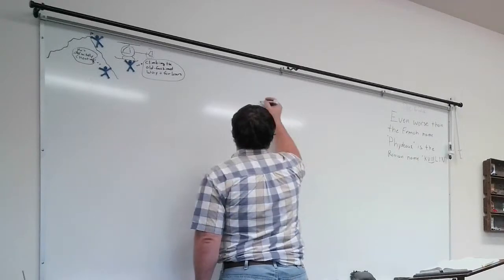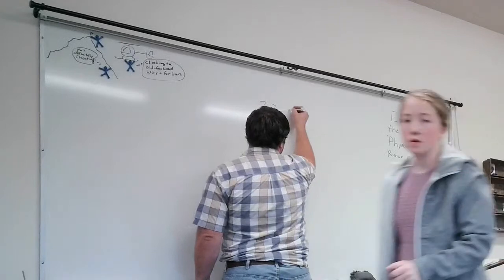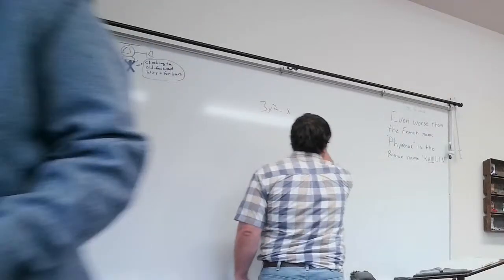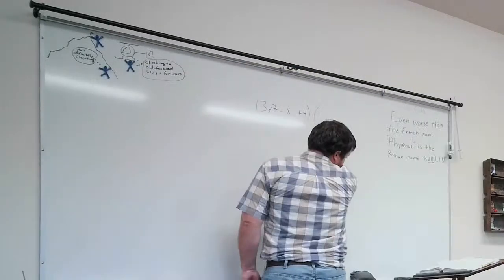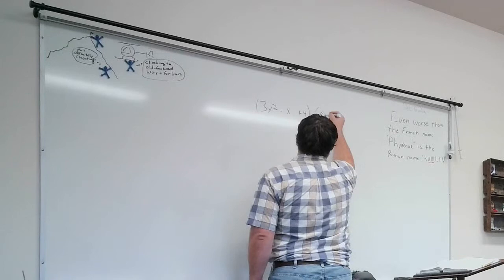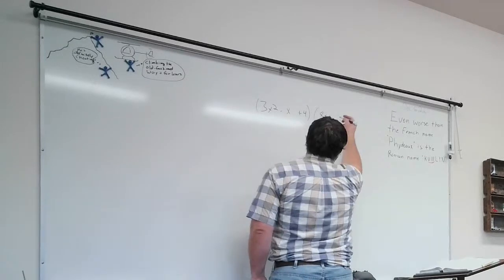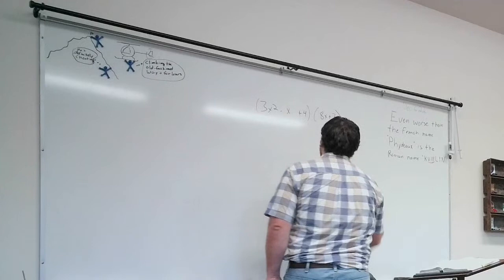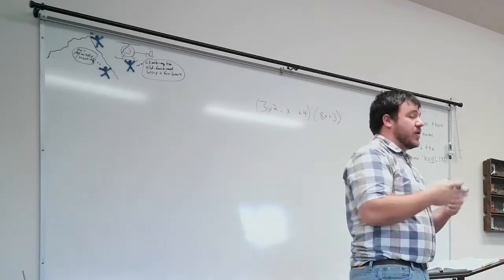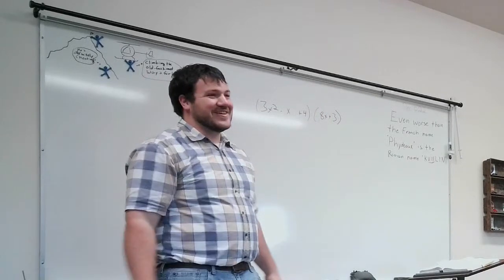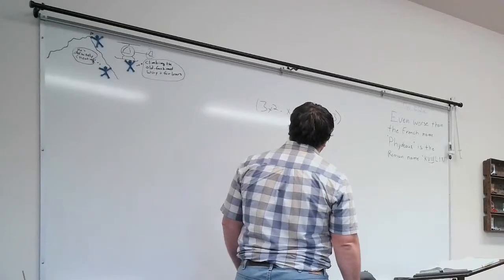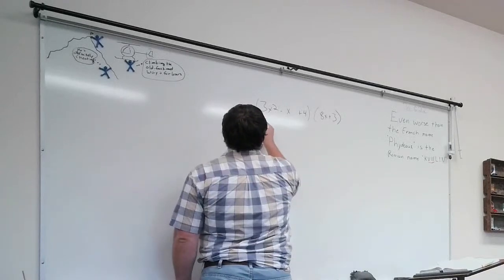x squared plus 4 times 8x plus 3. How do we multiply it all? You go 3x squared times 8x times 3. Let's do this.